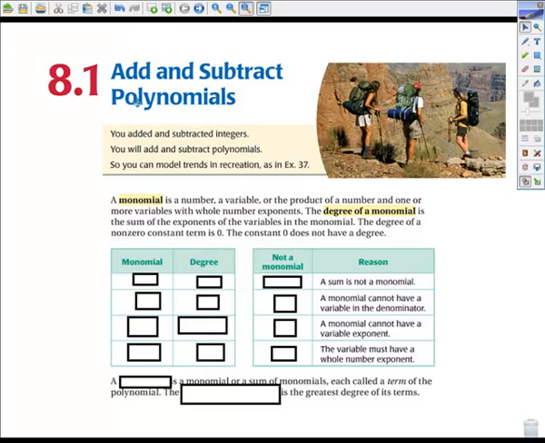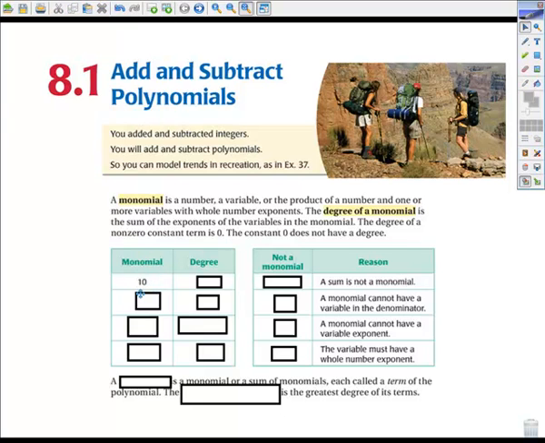Next we have the degree of the monomial is the sum of the exponents of the variables in the monomial. The degree of a non-zero constant term, so any number that's not zero, is 0. The degree of that number is 0. And the constant 0 does not have a degree. So here are some examples of monomials.